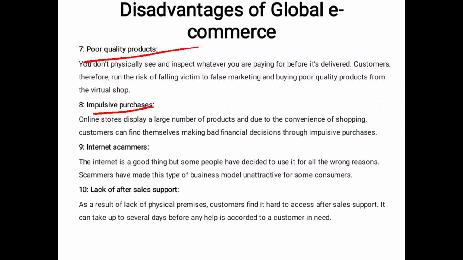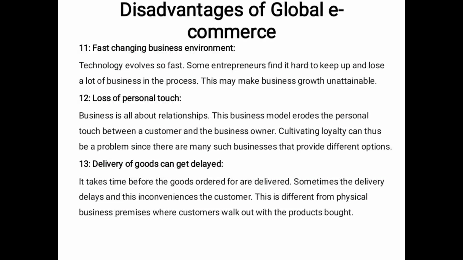Then internet scammers. So there is a scam on the internet. Viruses are there. All this may cheat you. Even in the payments, malpractices may happen. Defaults may take place. Then lack of after sales support. Sometimes in physical stores you can go back and get repairs done and have a discussion, but in e-commerce sometimes the product is supplied, yes, but after that nobody takes care. So here we conclude with that.